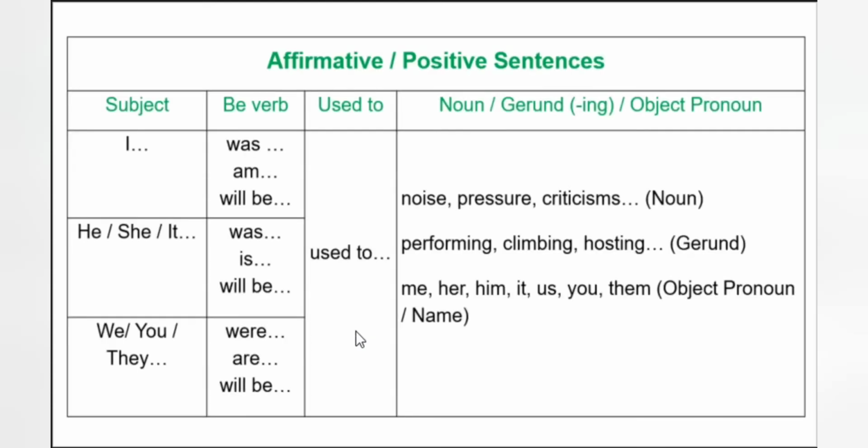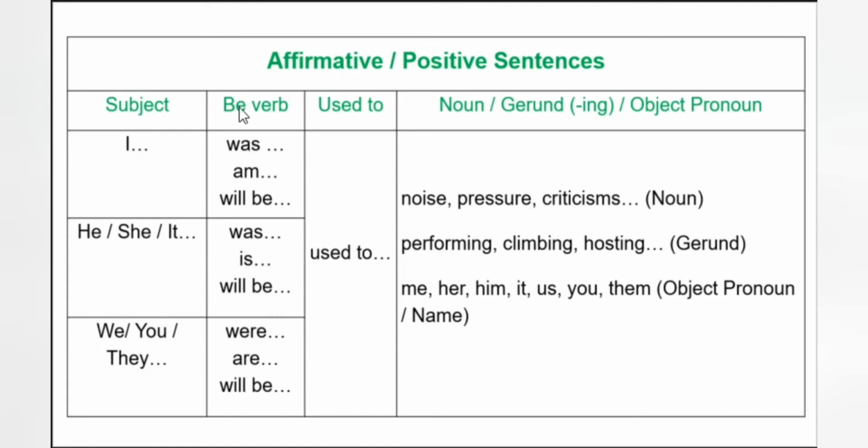For the affirmative or positive sentences, you see here the subject, the pronouns or nouns, names. But I divided them because they are different, no? The I: was, I am, I will be. Here naman, he, she, it was, is, will be. Then here, we, you, they: we are, we were, you are, they will be.